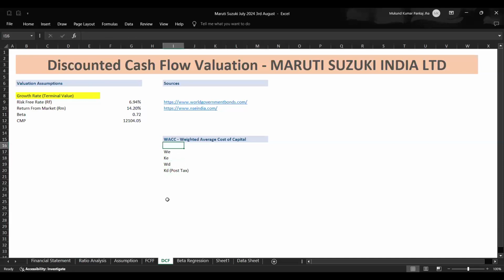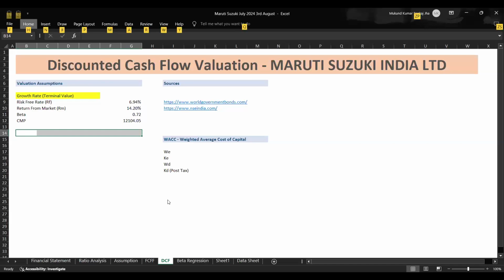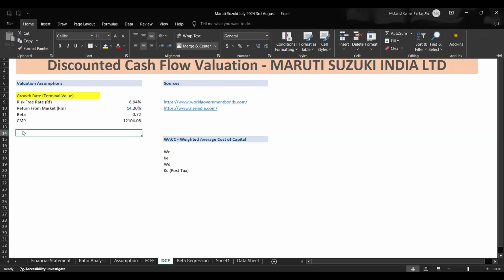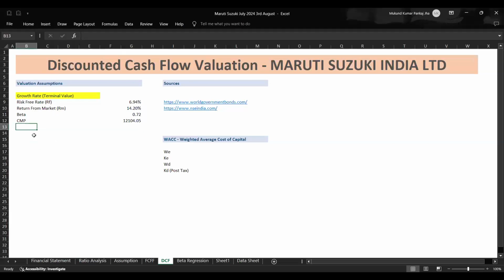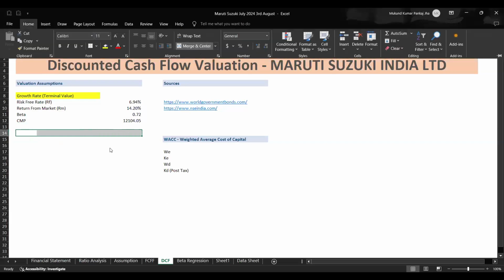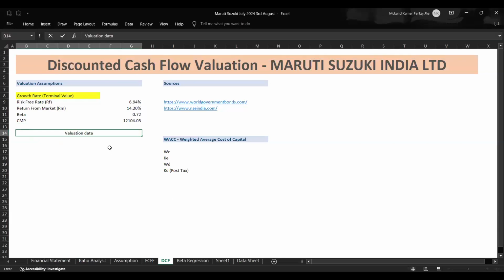Now to get this weight of equity, weight of debt, cost of equity, cost of debt, we need a few things. To calculate weight of equity, we need total capital and equity. So for that, we will need to get some valuation data. I am just doing merge and center. I am selecting this whole range, going to home, merge and center. Now, what is that? Valuation data.